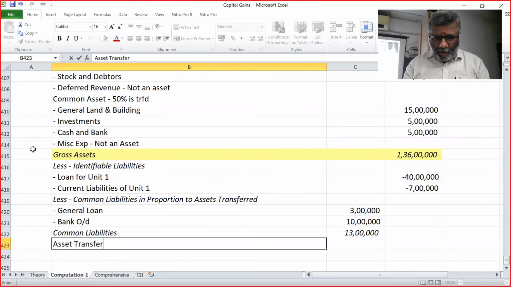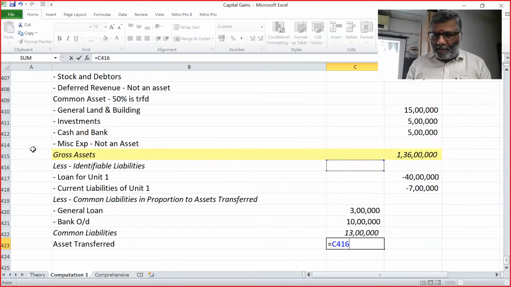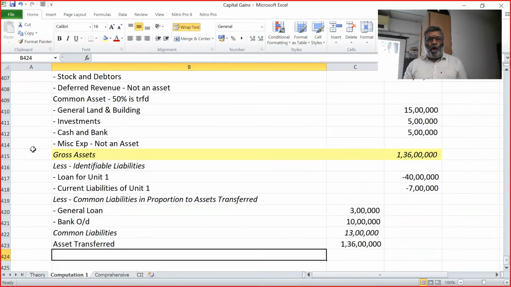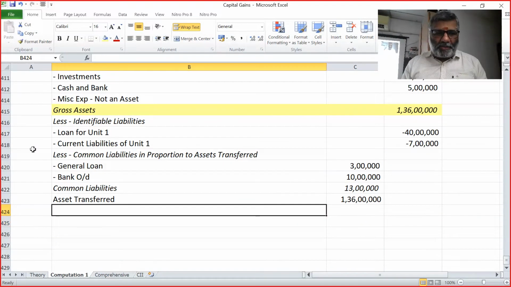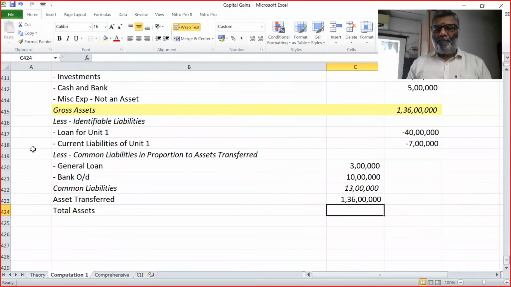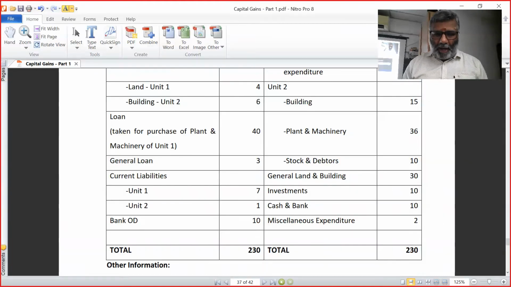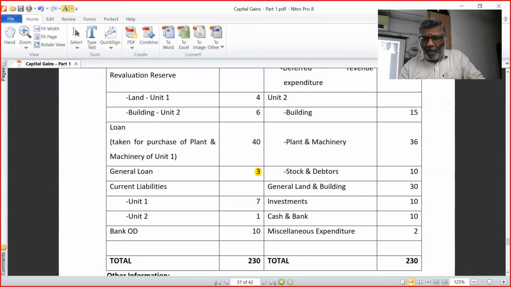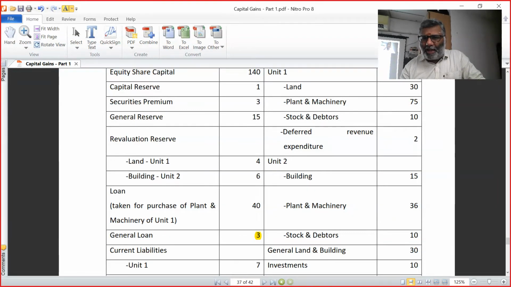Asset transferred, we all know, is 1 crore 36 lakhs. Total assets, please understand. In proportion to assets. Our friend's question, which I want to clarify: can't I just take 50% of common liability also? No. This general loan might even be for plant and machinery, or for stock and debtors. It can be for any asset, not for common assets. If it is a common liability for a common asset, I can take 50%. But this can be for anything, so in proportion to asset transfer.